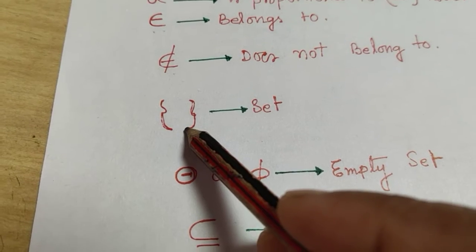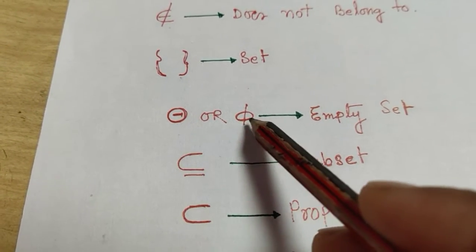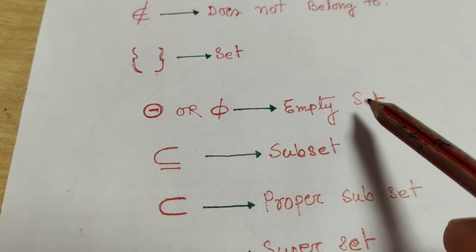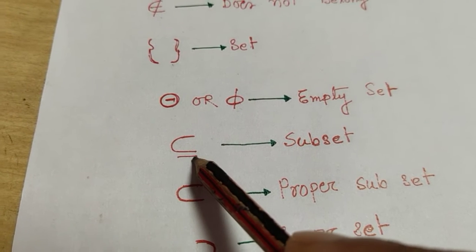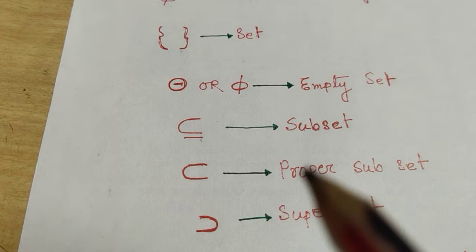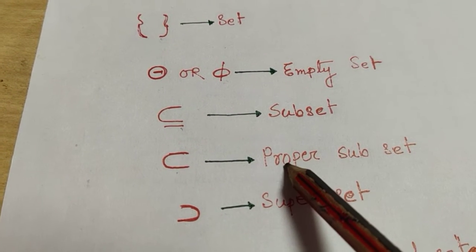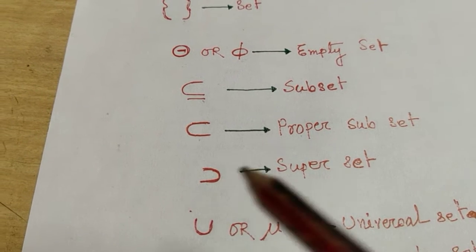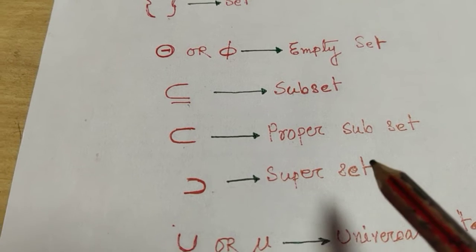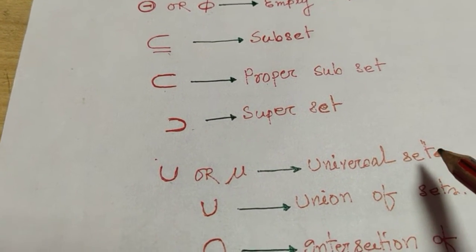This notation stands for set. This notation stands for empty set. This notation stands for subset. This notation implies proper subset. This notation, superset. This notation, universal set.